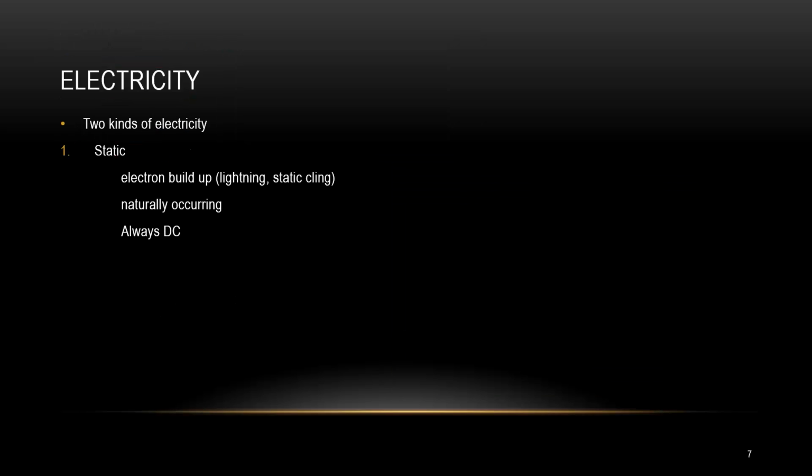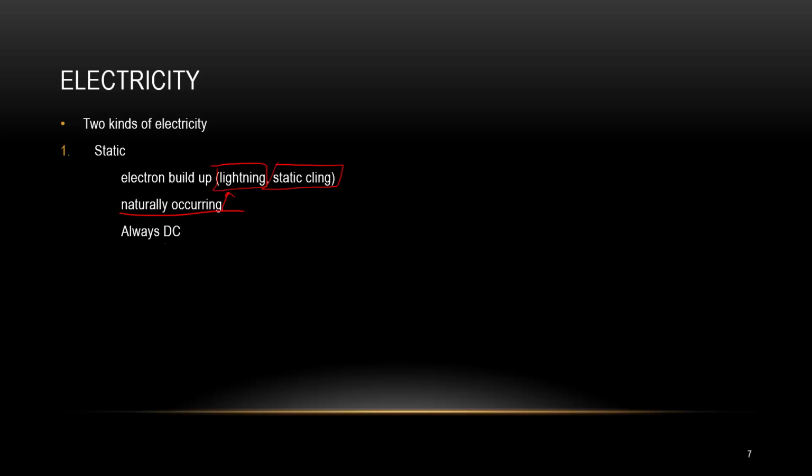So there are two kinds of electricity. There is static. Static are things that allow electrons to build up in certain areas. So in clouds, we get lightning. On doorknobs, we get static electricity as well. Static cling would be something from like a wool sweater. These guys you will see naturally occurring in the world, just like lightning.